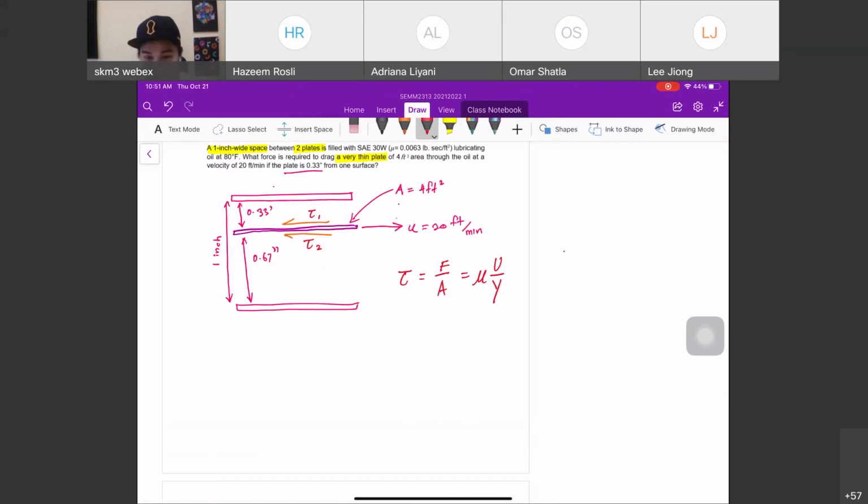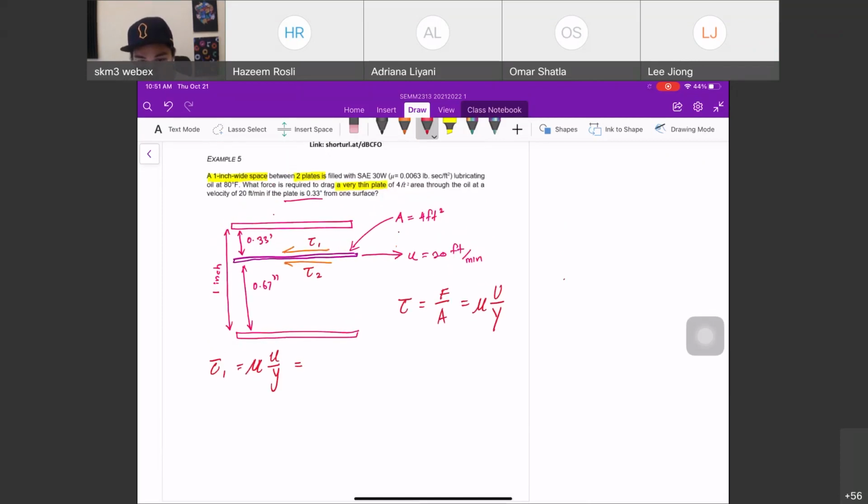Okay, so you need to find tau 1 and tau 2. So let's start with tau 1 equal to dynamic viscosity mu over y. So the dynamic viscosity of the oil, is it given or not? Yes, it is given, which is 0.0063. The unit is lb second per feet squared.